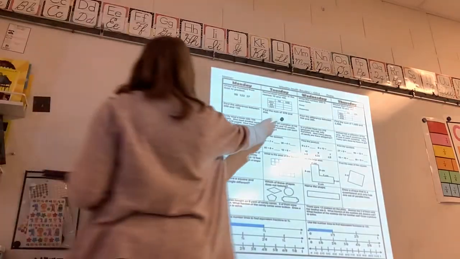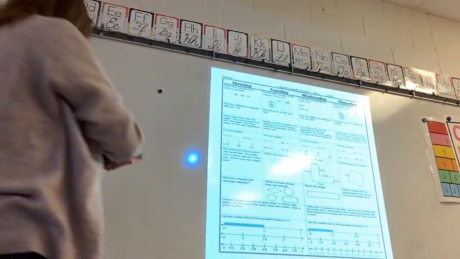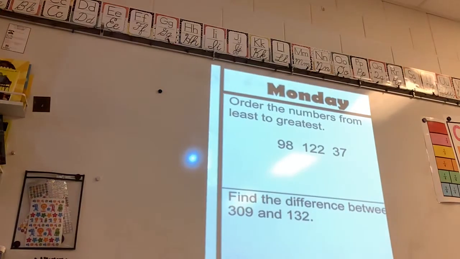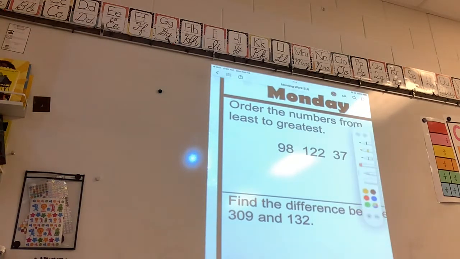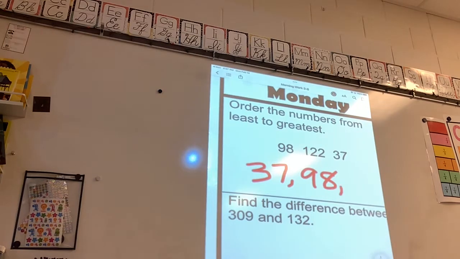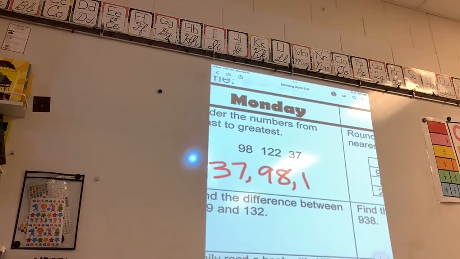Alright, so we're going to order the numbers from least to greatest. We have 98, 122, and 37. Least would be 37. The middle would be 98. And 122 would be the greatest.